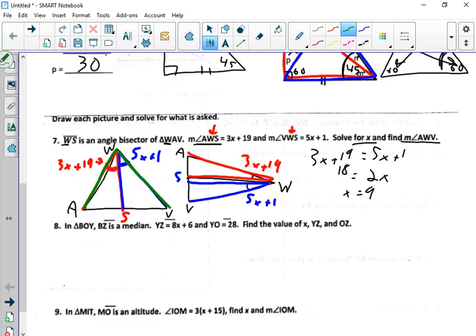That means you have to plug 9 into both of them, or plug 9 into one of them and double it. Doesn't matter. It's the same thing. So AWV, I'm going to plug in 9 right there. 9 times 5 is 45, plus 1 is 46. 3 times 9 is 27, plus 19 is 46. Or I could have just doubled 46. So the measure of angle AWV is 92 degrees.